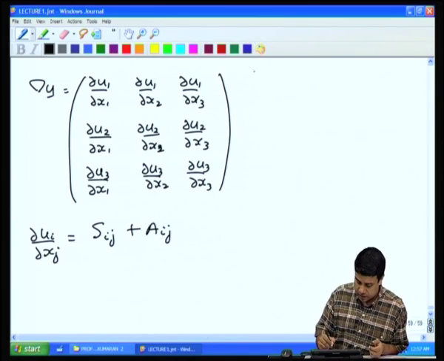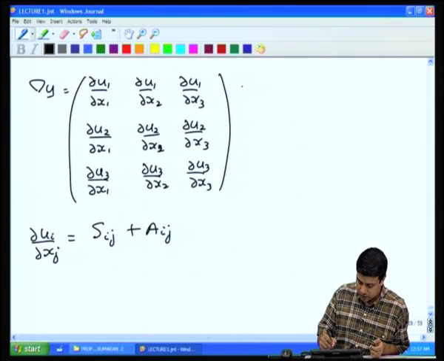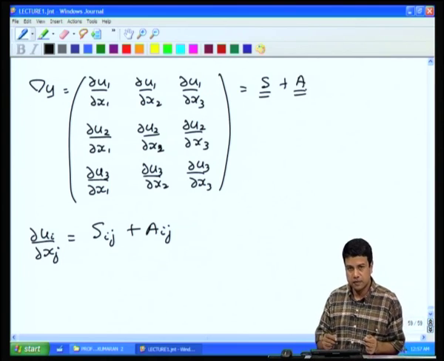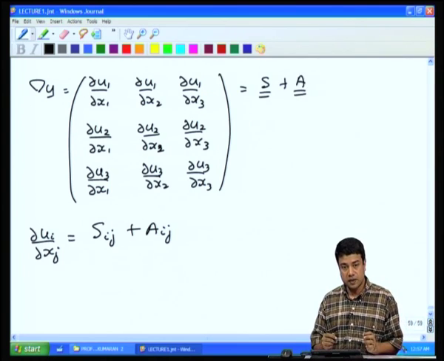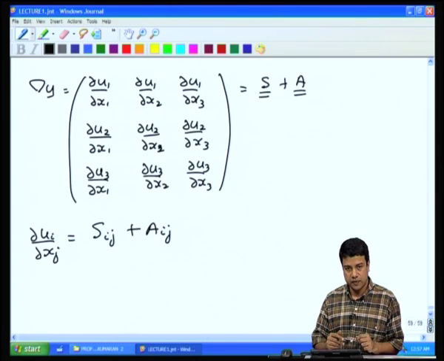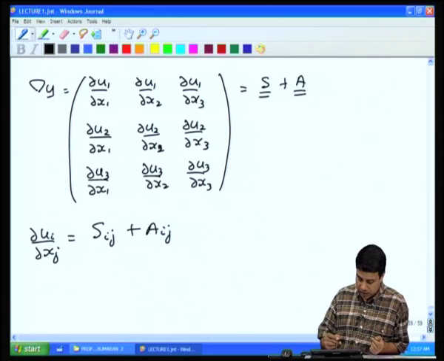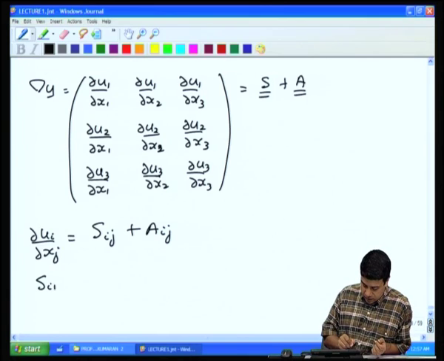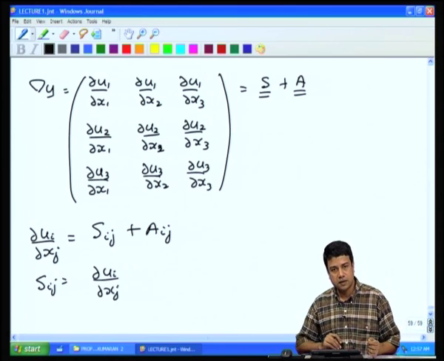So, for example, if I write this matrix as grad u, this can be written as an S matrix plus an A matrix. How do you get the symmetric matrix? You take the matrix grad u, add the transpose of this matrix and divide by 2. So, if I want the symmetric matrix Sij, I take this matrix and I add the transpose.